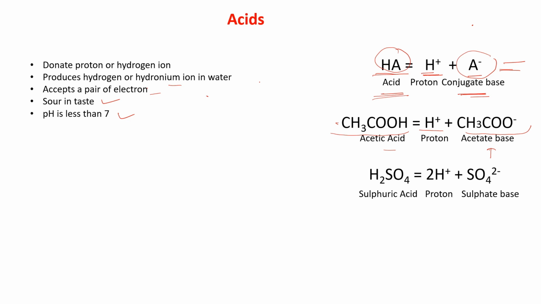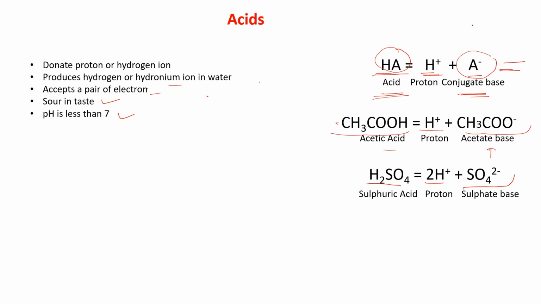Let's look at another example, that is sulfuric acid, H2SO4. It can donate 2 protons. So H2SO4 can dissociate into 2 protons plus a sulfate base, SO4 2 minus. Clear? So acids are the substances that donate protons, and after donating proton, the leftover part can act as a base because it can now accept a proton, which is a property of a base.